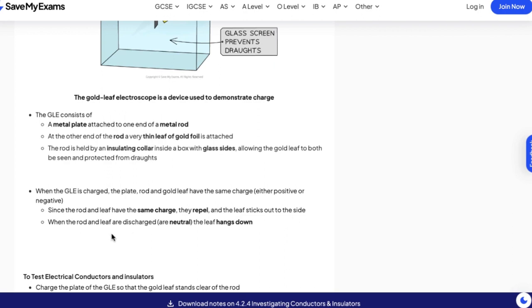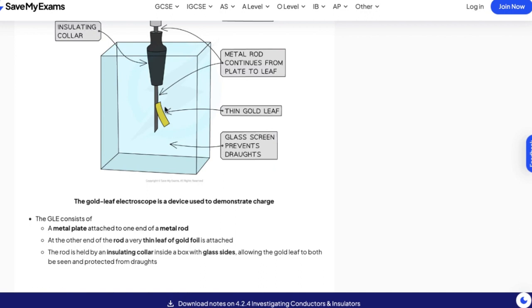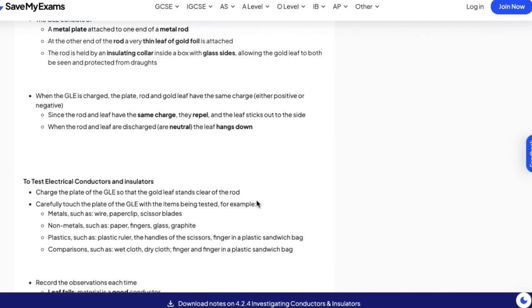When the rod and the leaf are discharged, meaning they are neutral, the leaf will hang down. When there is no more charge, the gold leaf will no longer be stretched out like this. Is that okay?